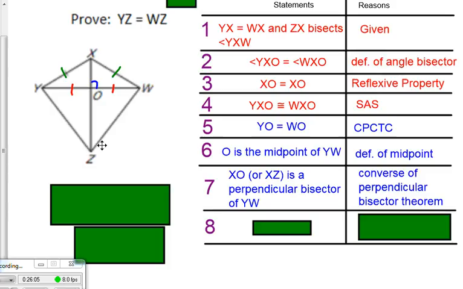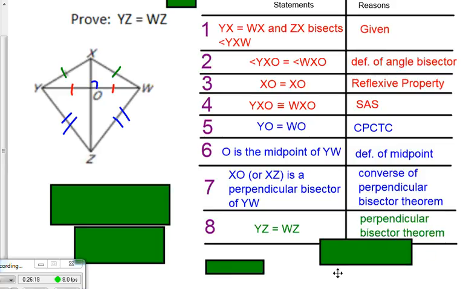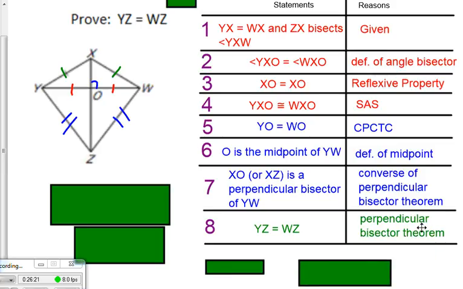So if this is all a perpendicular bisector down to here, what can we say from that? Well, YZ, this length, has to be the same as WZ. They have to be exactly the same length because, again, using the perpendicular bisector theorem, if this point is on the perpendicular bisector, then it is equidistant from the two endpoints. So these have to be the same length as each other. So YZ equals WZ. And we've now proved what we were setting out to prove.